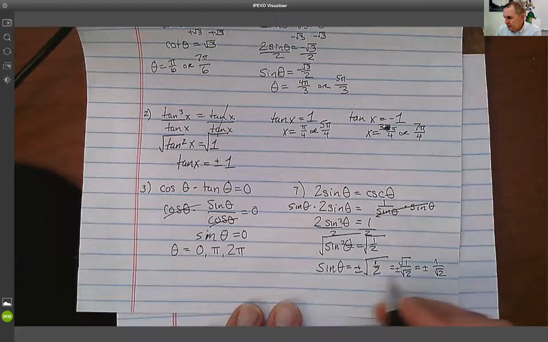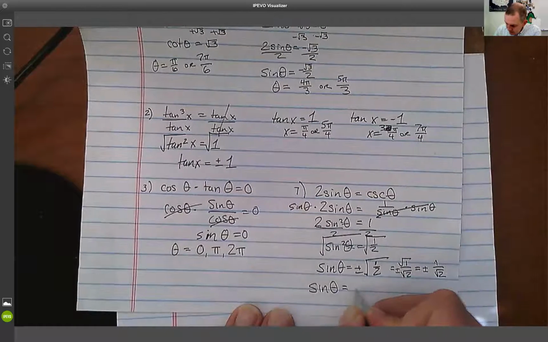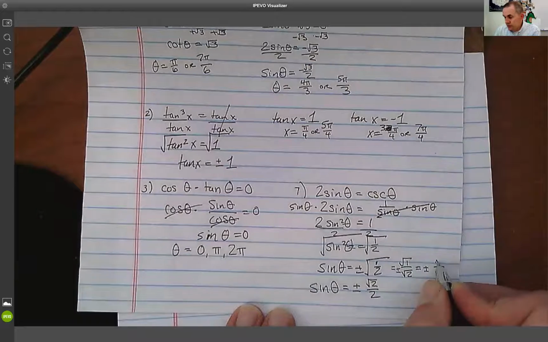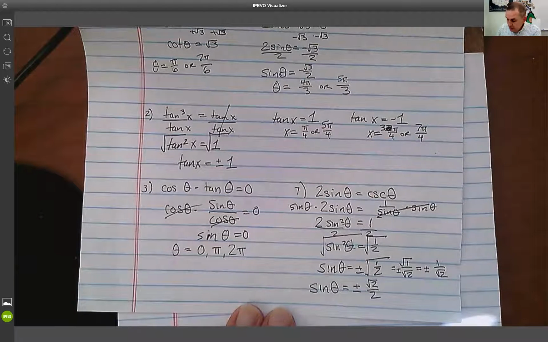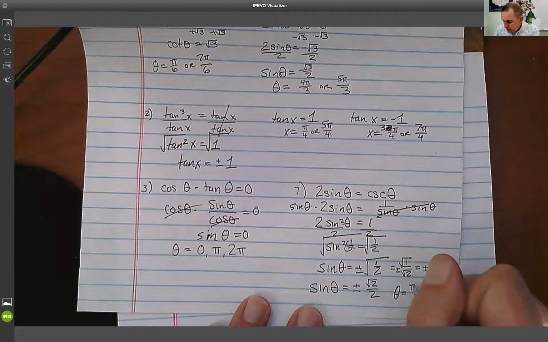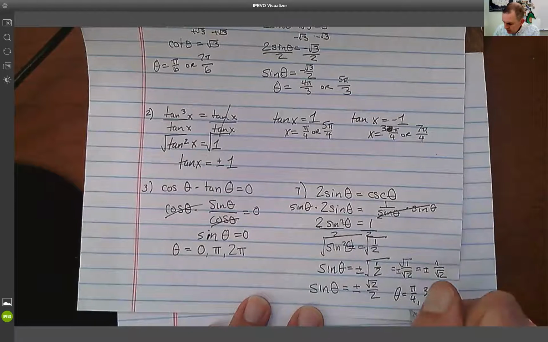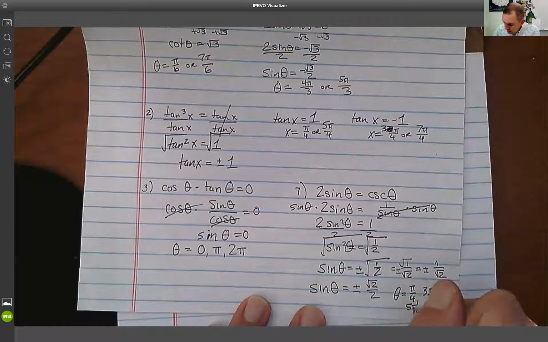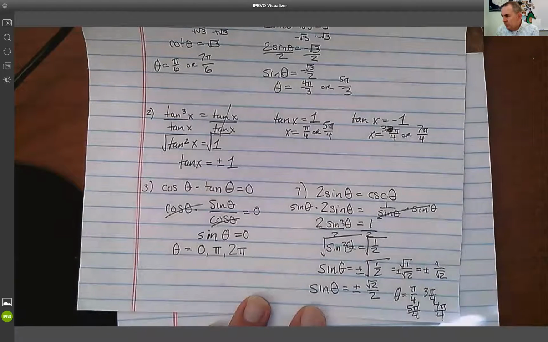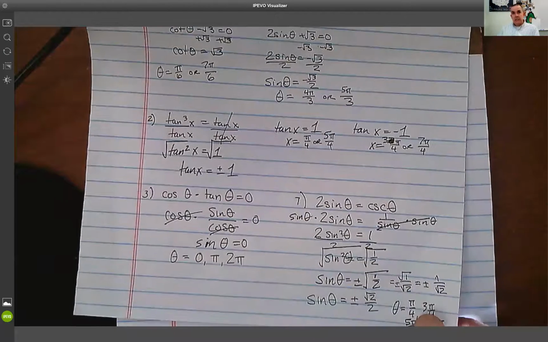And if you remember from our little notes, that's going to tell me where sine theta equals positive or negative root 2 over 2. Remember, 1 over root 2 is the same as root 2 over 2. And if I drag myself around the circle, I'm going to find out that this is at all the 4s: pi over 4, 3 pi over 4, 5 pi over 4, and 7 pi over 4. That's where all those are going to be. So that's all using our identities.